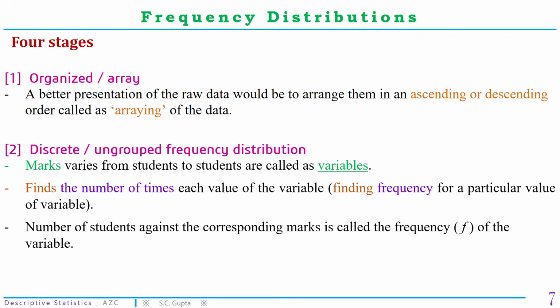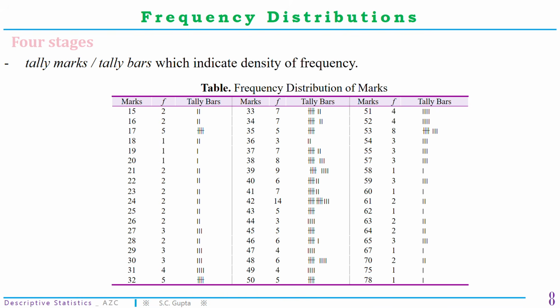Second stage, discrete or ungrouped frequency distribution. Marks vary from student to student and are called variables. Here we find the number of times each value of the variable occurs, that is, the frequency for a particular value of the variable. The number of students against the corresponding marks is called the frequency of the variable. Here, the table shows the frequency distribution of marks of all students. Frequency may be better presented by tally marks or tally bars, which indicate density of frequency.